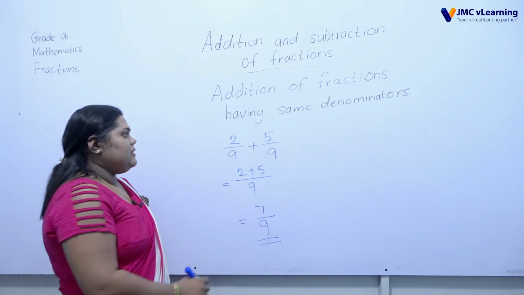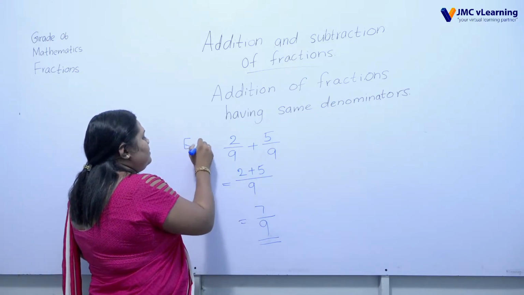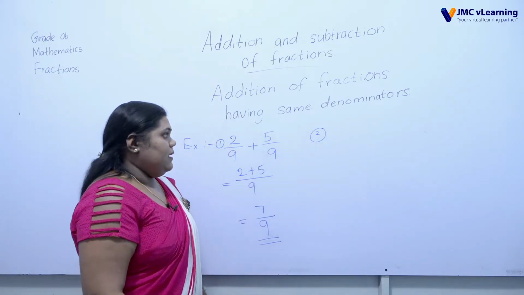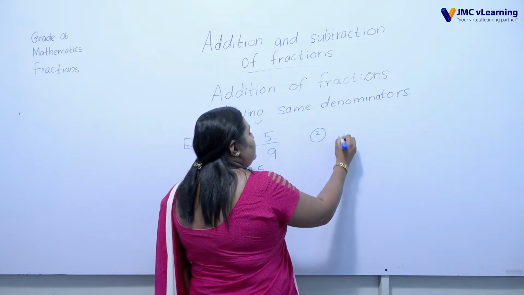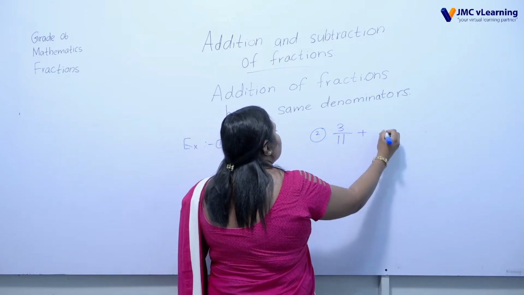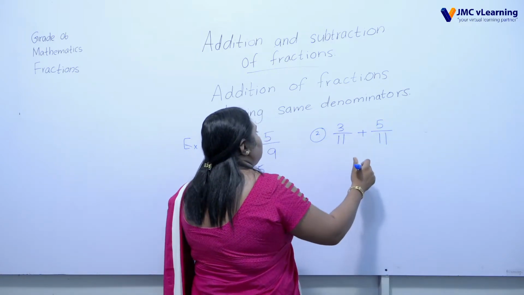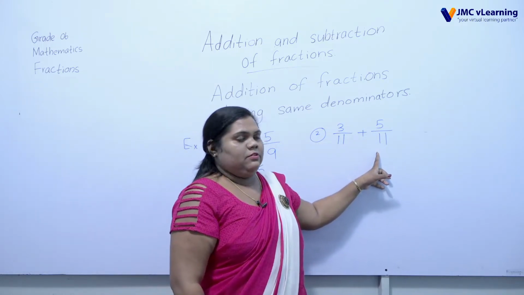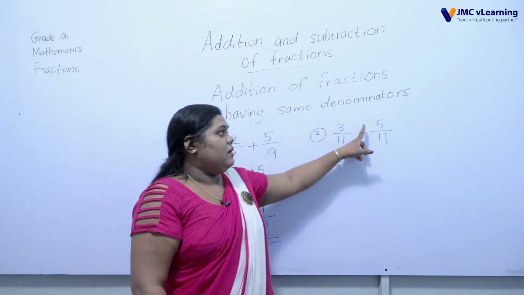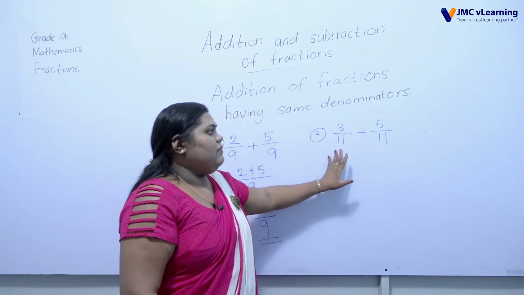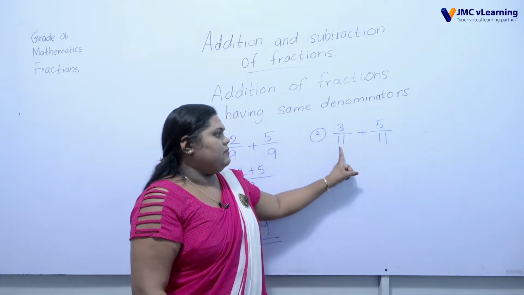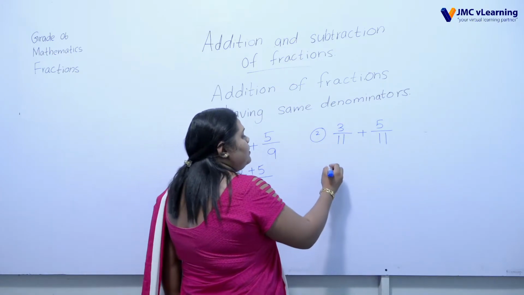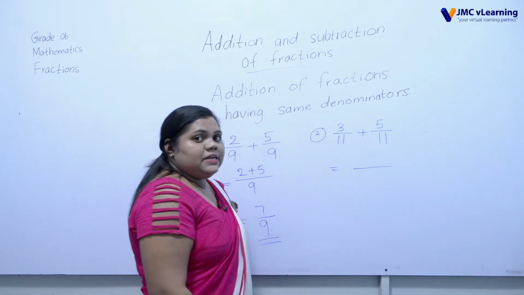Okay, I'll take another example. This was the first example, now the second one. 3 out of 11 and 5 out of 11. When we add fractions like this, first you want to see that the same denominators are there. So what can you do? You can add the numerators together.